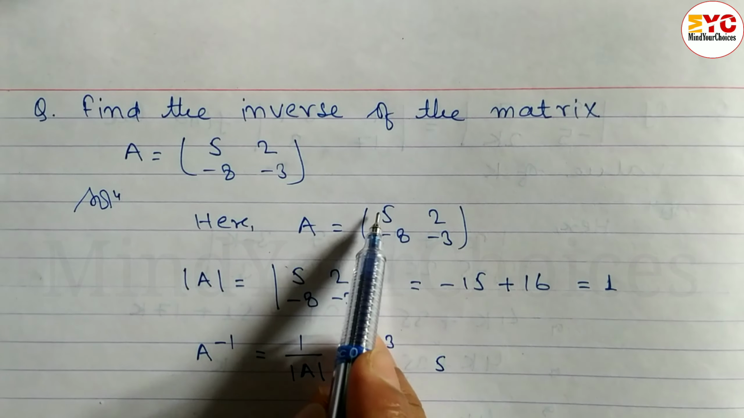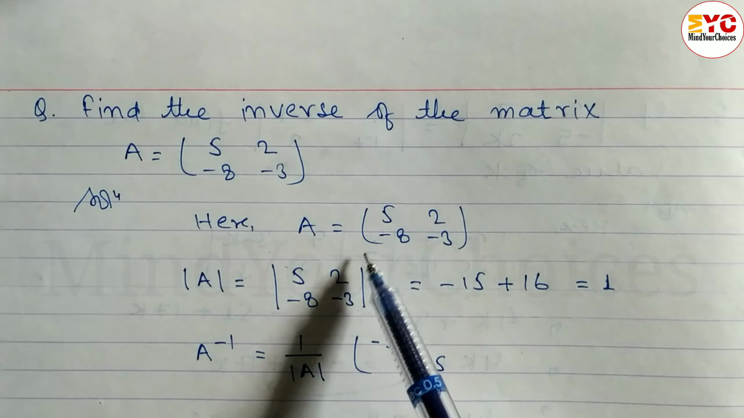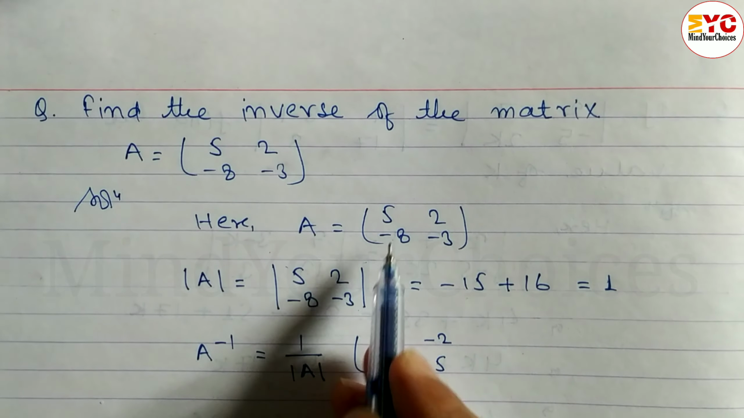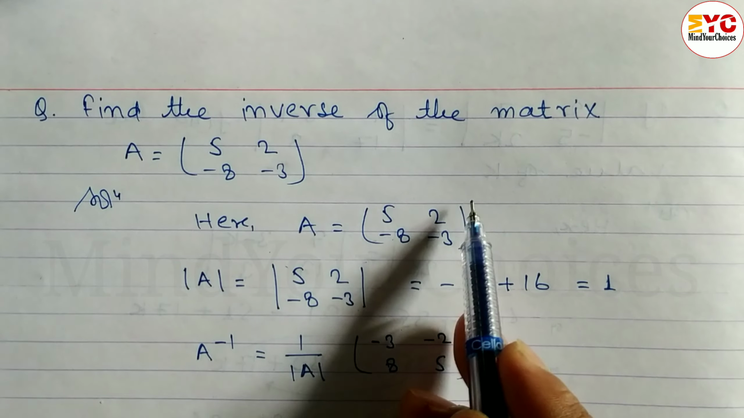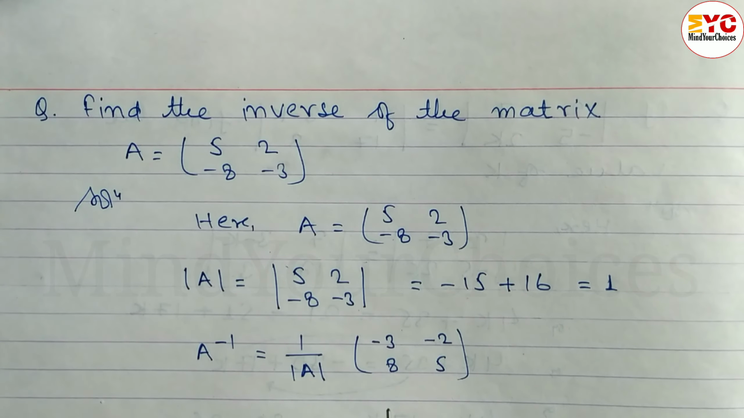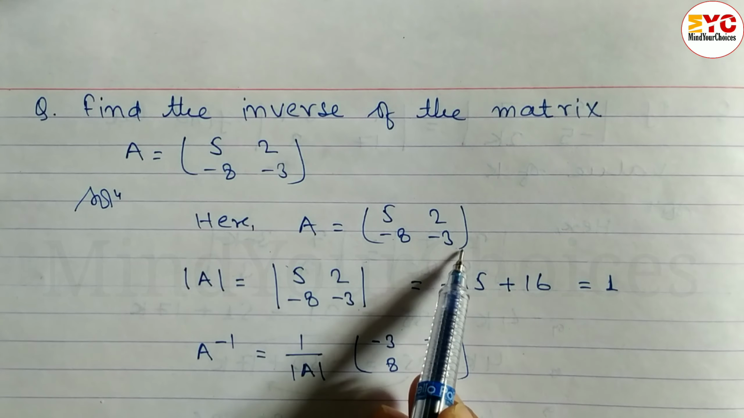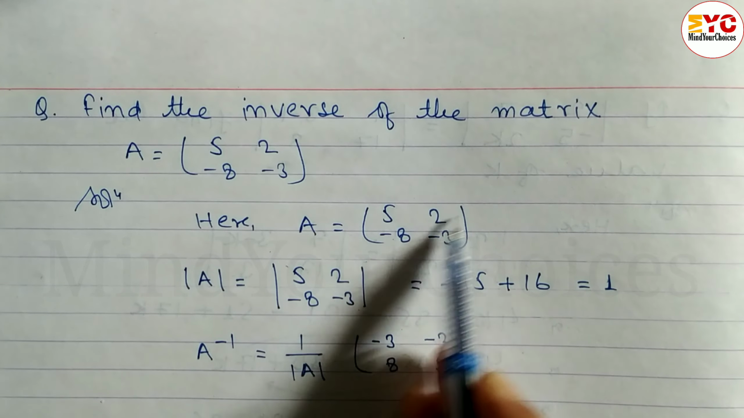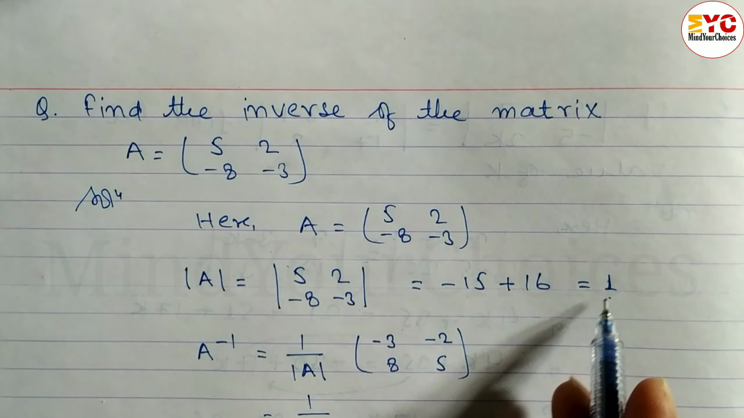We have to change the main diagonal elements, and we have to multiply the non-diagonal elements by negative. So here is 2, so we have to write minus 2. Here is minus 8, so we have to write 8. We multiply the non-diagonal with minus. For the main diagonal, no need to multiply with minus, we just change their places, and the non-diagonal we multiply by minus.